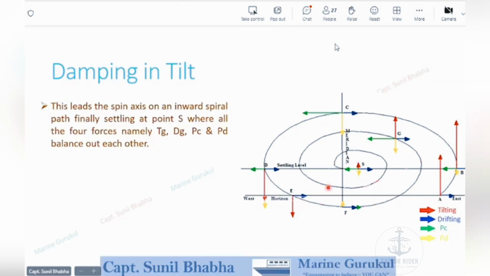This leads the spin axis on an inward spiral, finally making it settle at this point S, where all the four forces, that is tilting, drifting, PC and PD, balance out each other. Now the point where it settles has to be the point where all these four forces cancel out each other. Because if any of the force is not cancelling or not balanced, then there will be some resultant force acting on the spin axis and it will not settle there, it will move to a new location. So it has to settle at a point where all these four forces balance out or cancel each other.